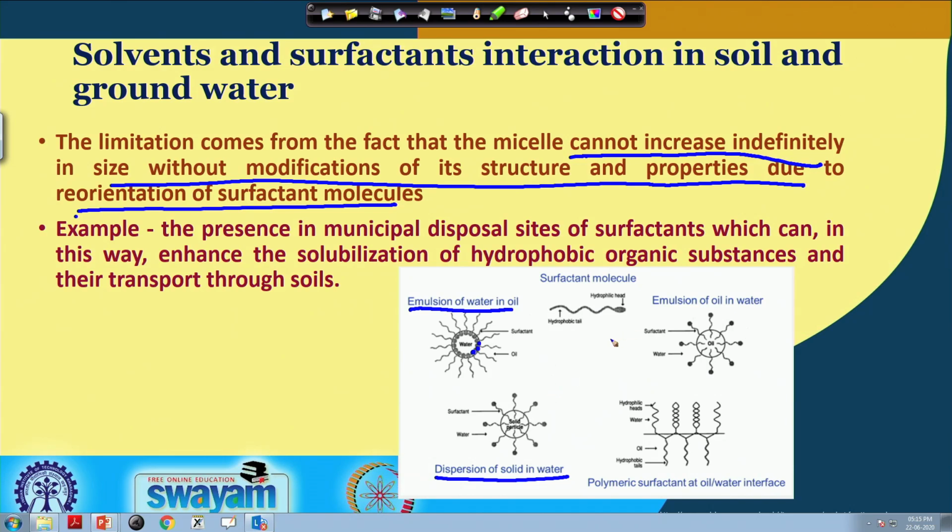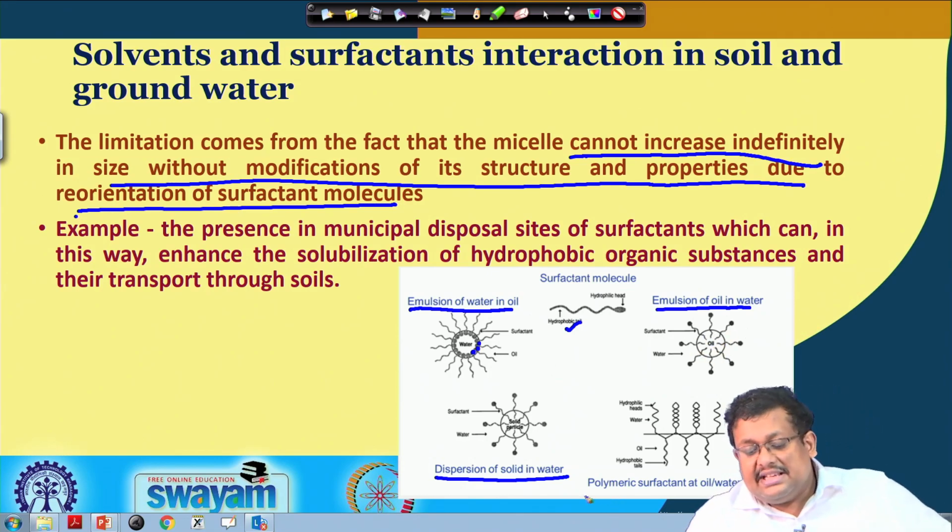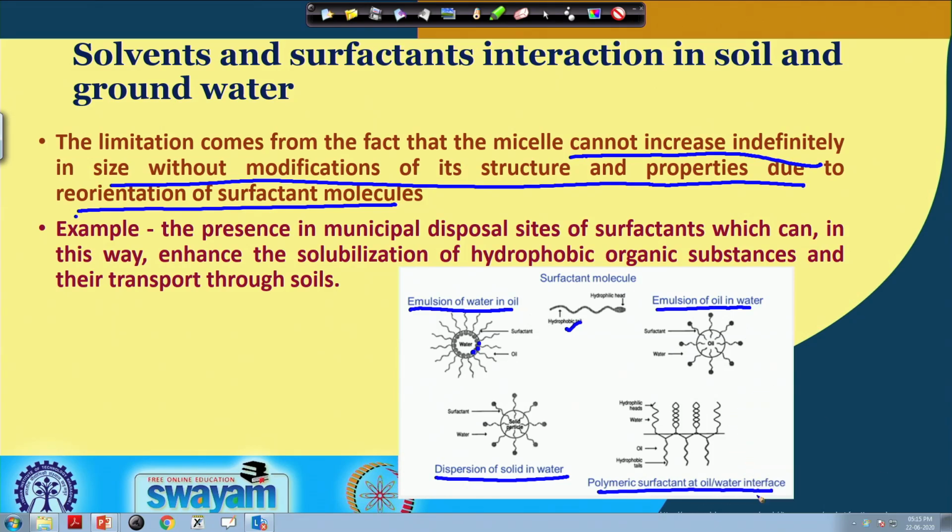And you can also see a surfactant molecule, which has a hydrophilic head and a hydrophobic tail; we have discussed it. When we talk about emulsions, this is basically an emulsion of water in oil, and this is an emulsion of oil in water. We have already seen that in our previous slide. And this is a polymeric surfactant at the oil and water interface.